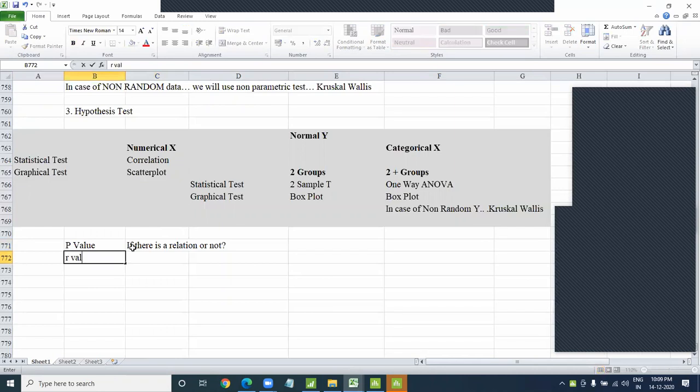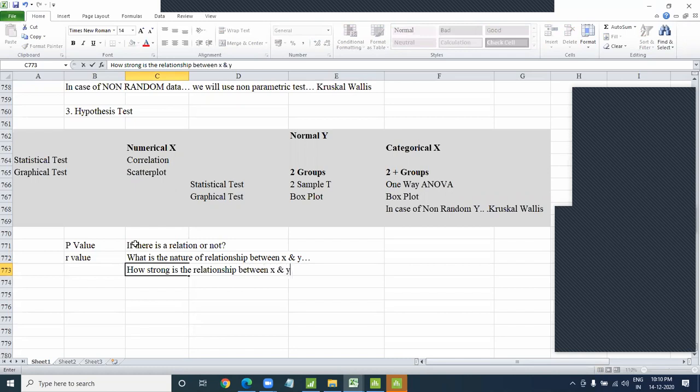In this case, you get an R value also, along with the P value. What does this R value tell you? The R value gives you two pieces of information. It tells you the nature of the relationship between X and Y. And second, it tells you how strong the relationship is between X and Y. So these are two answers that I get by performing the correlation test.